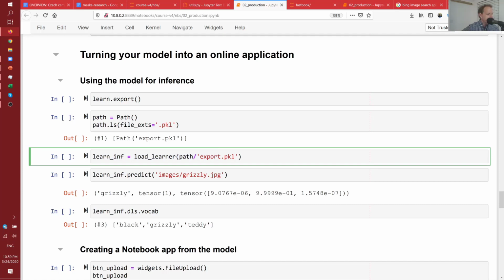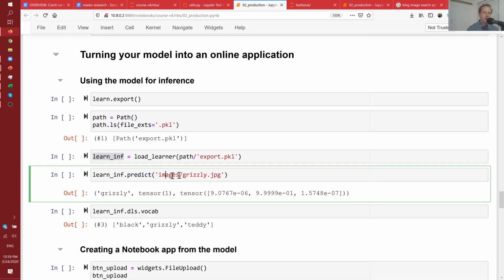And remember that once you have trained a model, you can just treat it as a program. You can pass inputs to it. So this is now our program. This is our bear predictor. So I can now call predict on it, and I can pass it an image, and it will tell me it is 99.999% sure that this is a grizzly.